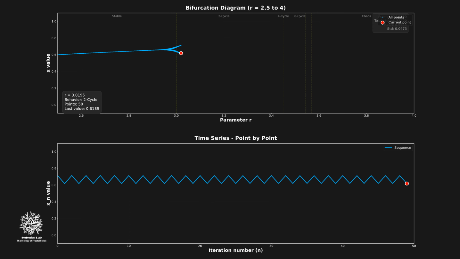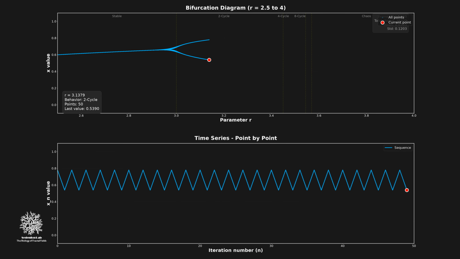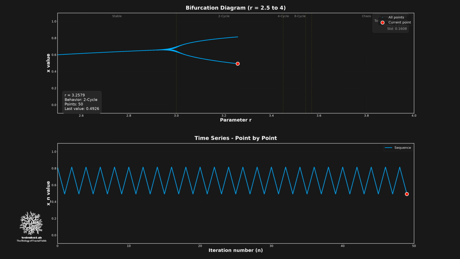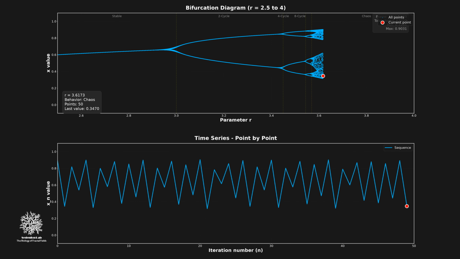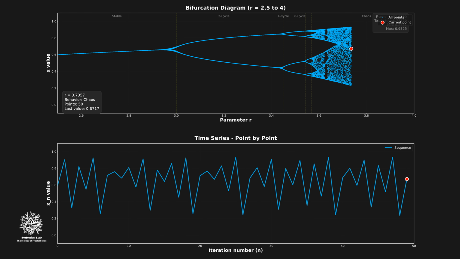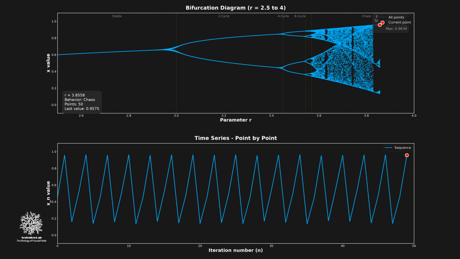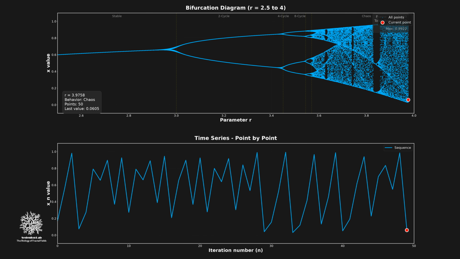Look at the time series below. The blue line represents the sequence of values for the current r. As r increases, notice how the orderly oscillations transform into irregular, seemingly random fluctuations. The red dot marks the current iteration, following the trajectory in real time.